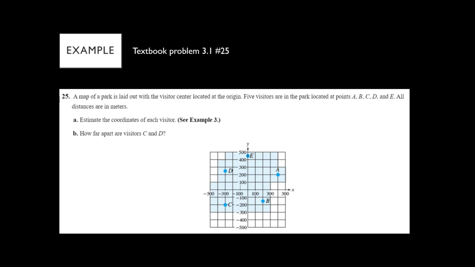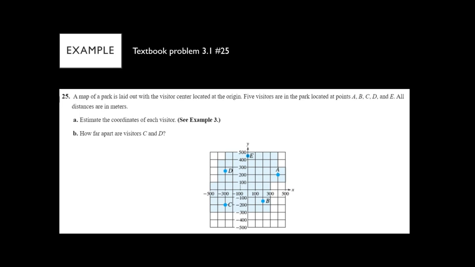So part A says estimate the coordinates of each visitor. It says example 3. Obviously, we don't need to go look at example 3. I'm going to talk you through it. And then B says, how far apart are visitors C and D? So estimating the coordinates means we're reading the graph and we've got the points. Now we're trying to figure out the ordered pair.